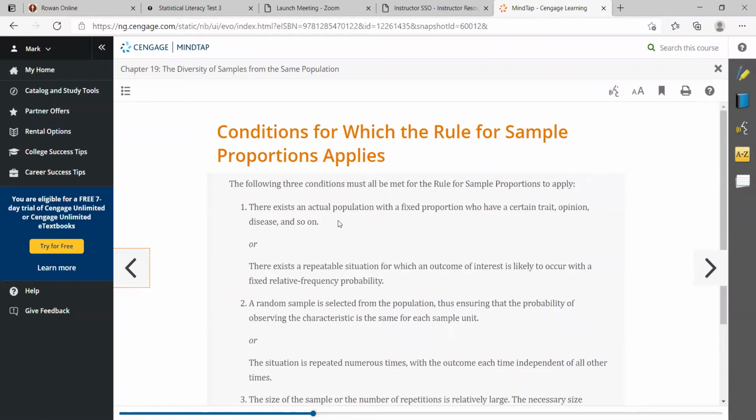Number 1, there exists an actual population with a fixed proportion who have a certain trait, opinion, disease, or so on. That sort of makes sense, right? If you're going to come up with a sample proportion, it would make sense that the actual population also has that proportion for a trait, opinion, or disease that we're looking at. Or there's some sort of thing that we can repeat over and over again where we can come up with this proportion using the relative frequency approach to probability.